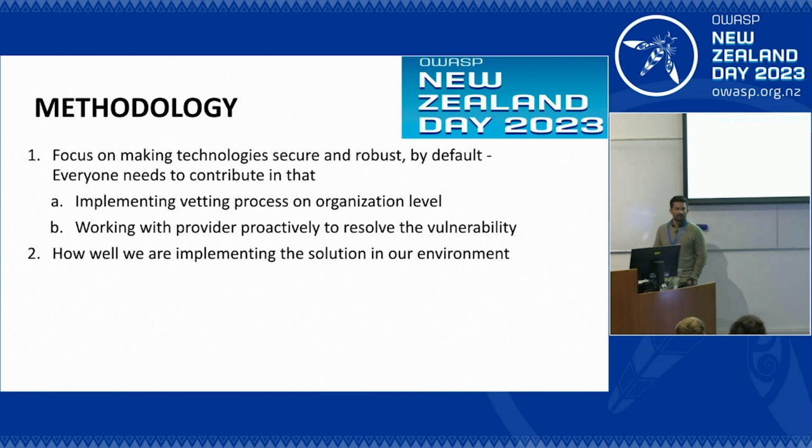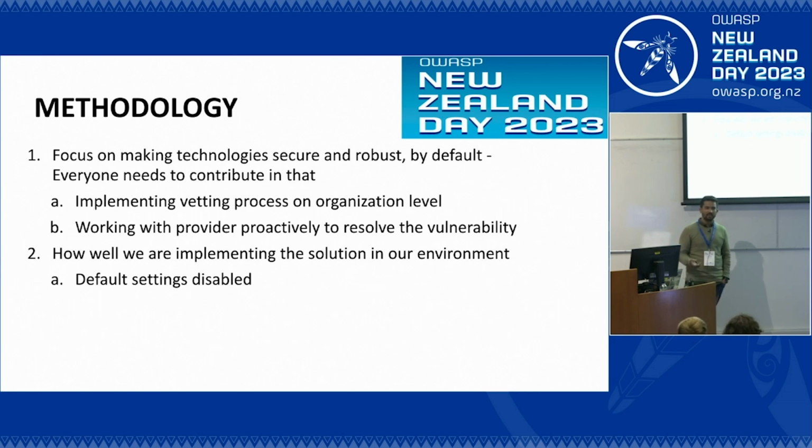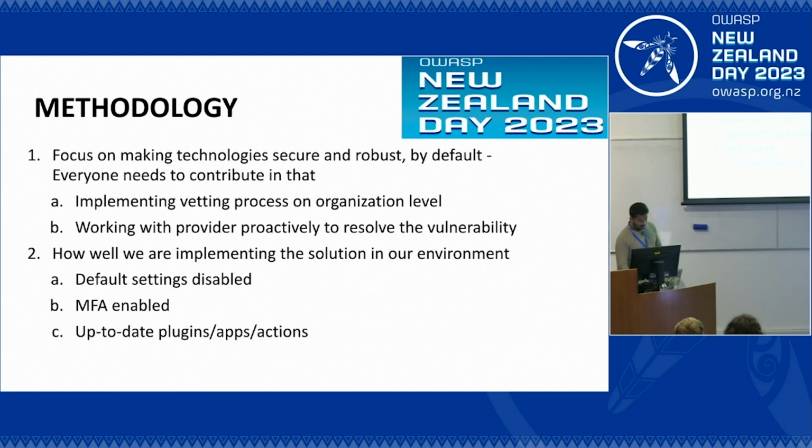The second part of this methodology is how well we are implementing it. We can make the most secure software in the world, but if we are not configuring or deploying it securely, it won't make any sense. That will vary from organization to organization, and it doesn't need to be any rocket science kind of configuration. It can be as simple as making sure that you don't have any default settings left enabled. I think this recommendation goes back at least 5-8 years, but we still identify these kinds of cases in enterprise-level organizations. MFA enabled, these are just a few examples. Up-to-date plugins, applications, actions.